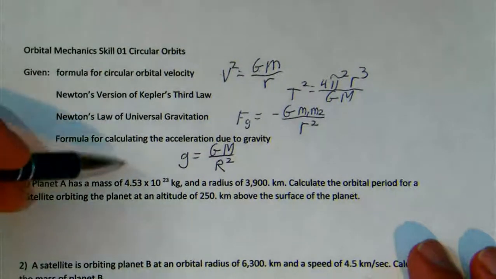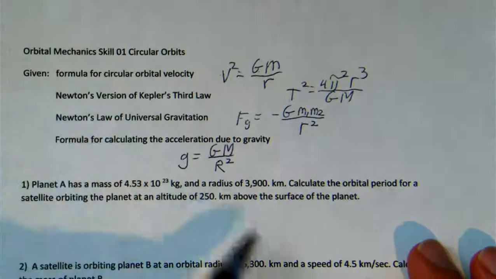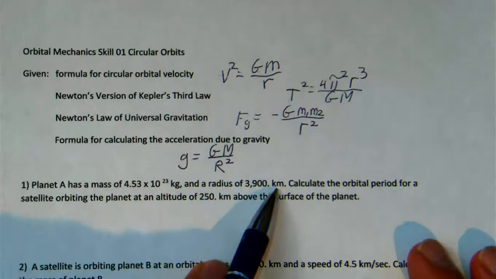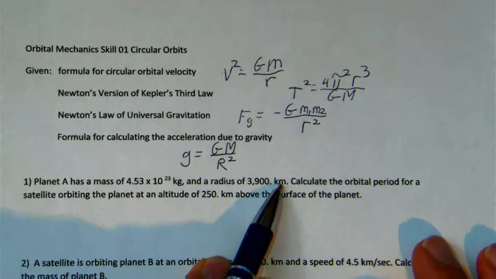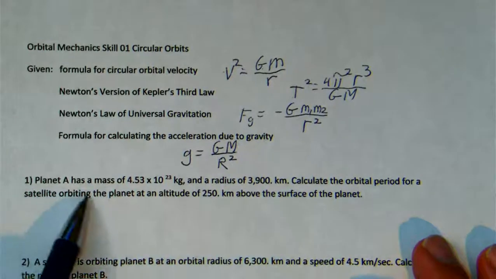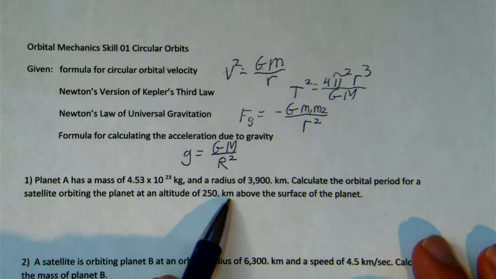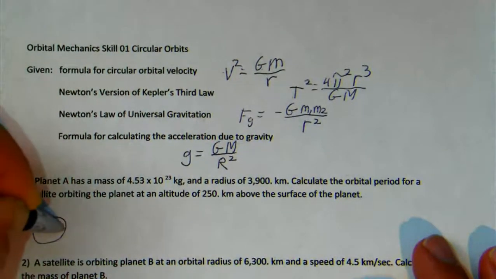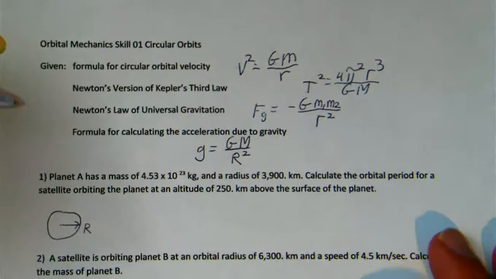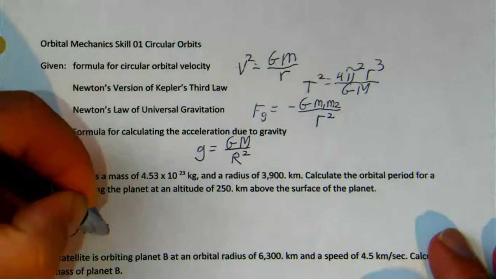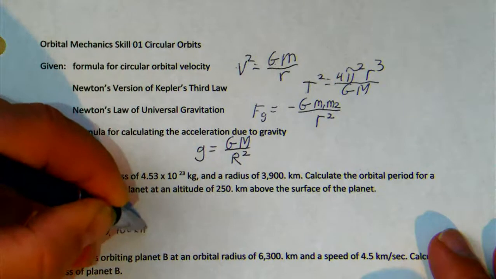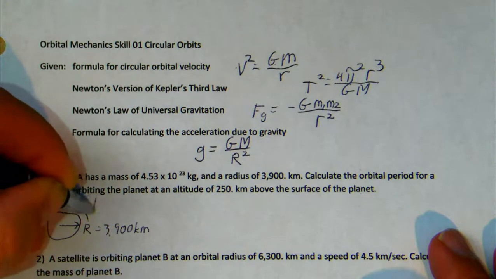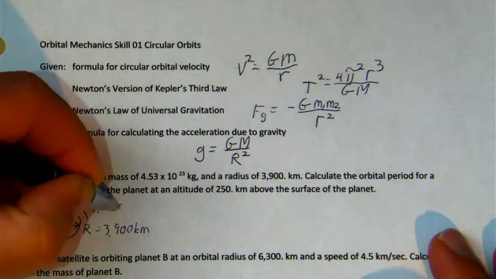Planet A has a mass of 4.53 times 10 to the 23rd power kilograms and a radius of 3,900 kilometers. Notice that that's radius, not diameter. Notice that's kilometers, not meters. Calculate the orbital period for a satellite orbiting the planet at an altitude of 250 kilometers above the surface of the planet. As a little sketch, you might want to indicate that the radius is 3,900 kilometers, but we're above it.